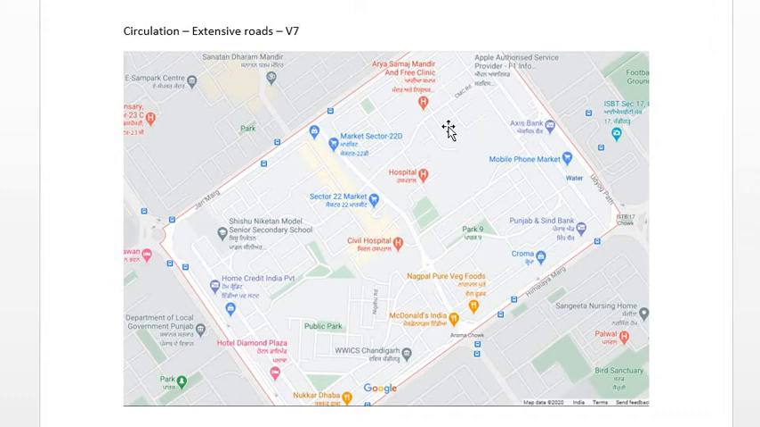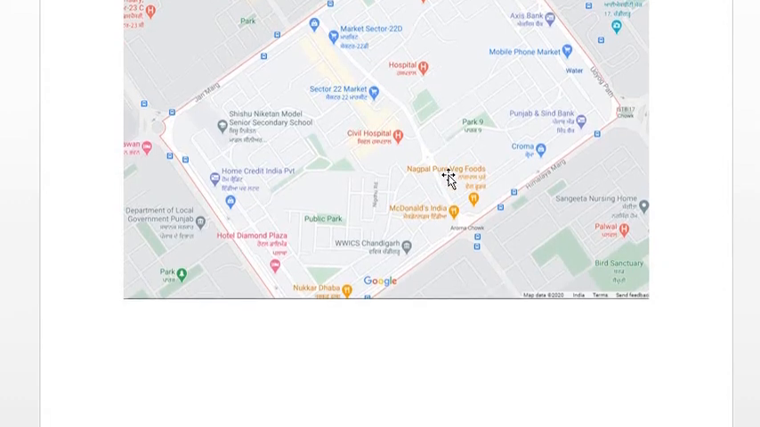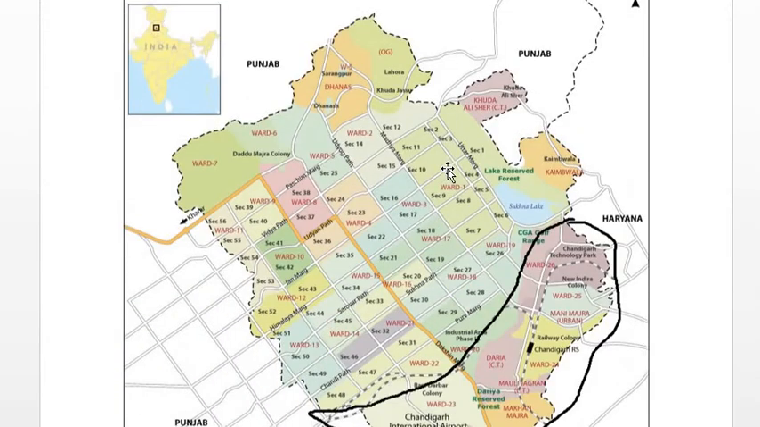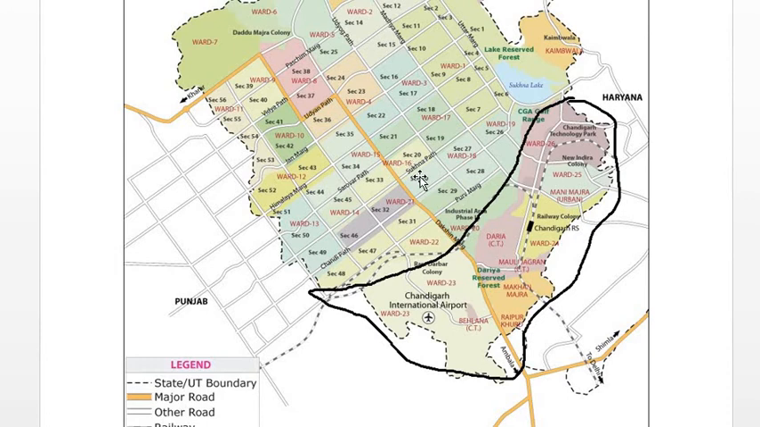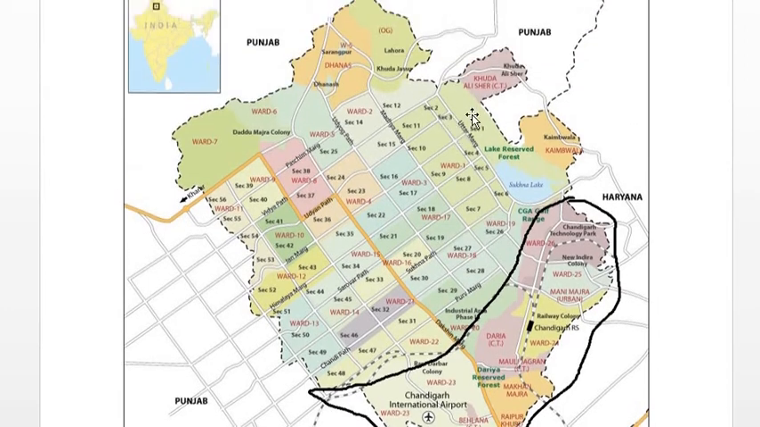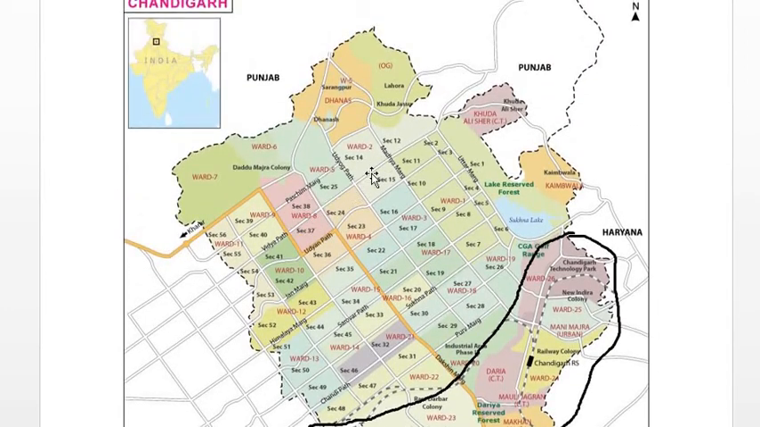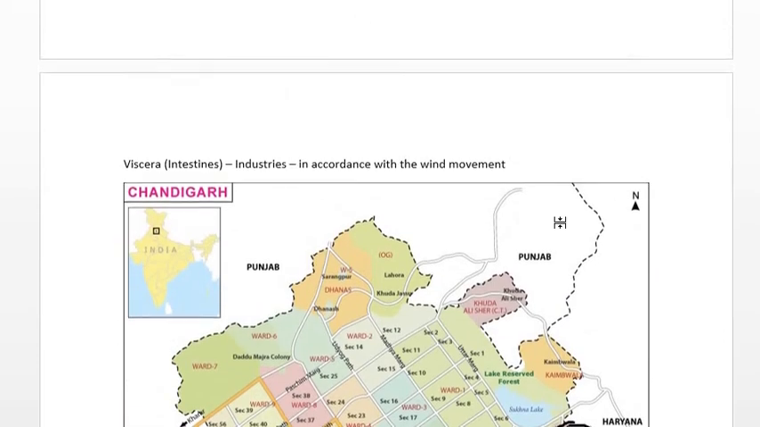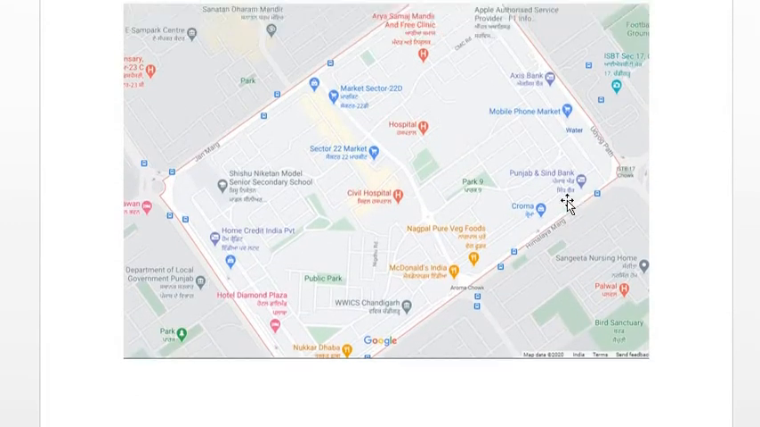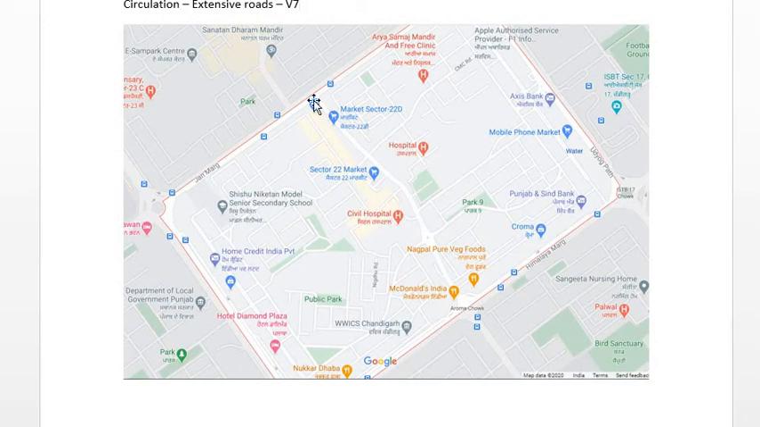So the V1 represents the major road. As we can see, there is one major road which runs through Chandigarh. It is the V1, and V2 are the arterial roads which connect each sector, that is they form the boundary of the sectors. And V3 are the roads which are going through the sector itself. So this is the V3.